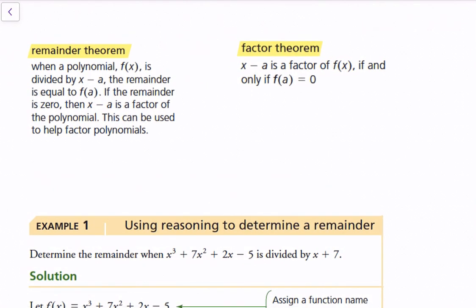The remainder theorem is when a polynomial, f of x, is divided by x minus a, and the remainder is equal to f of a. So if the remainder is 0, that means that x minus a is a factor of the polynomial, and this can be used to help factor polynomials.